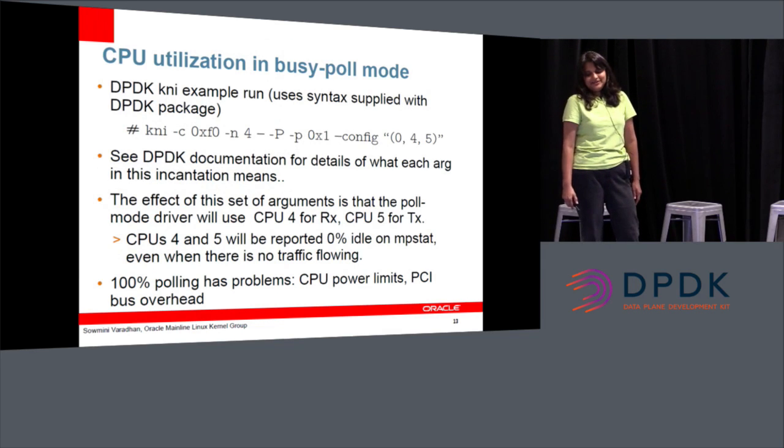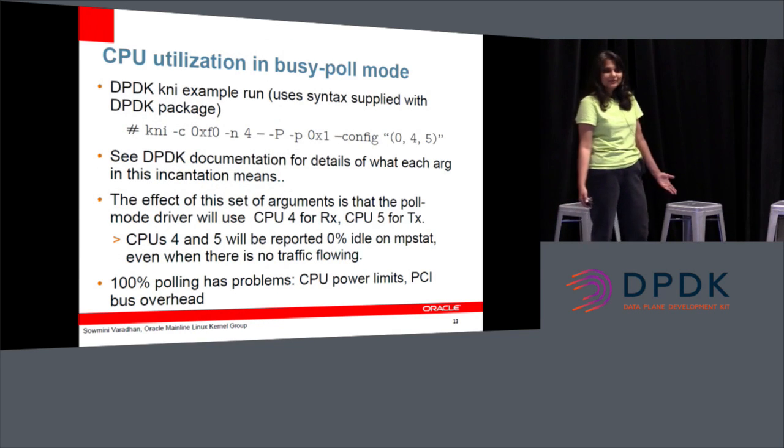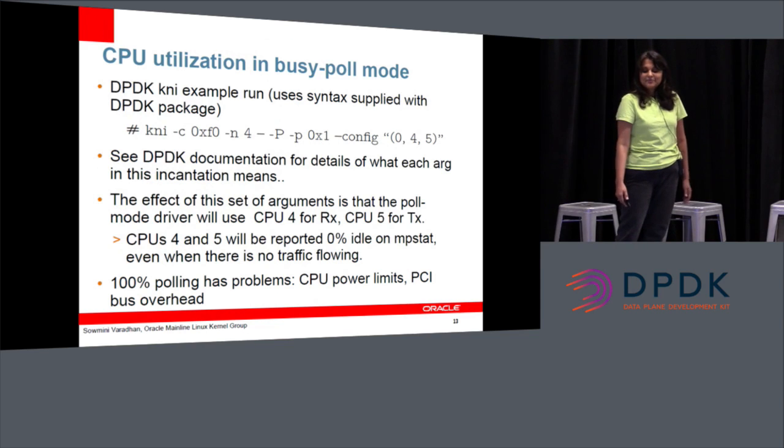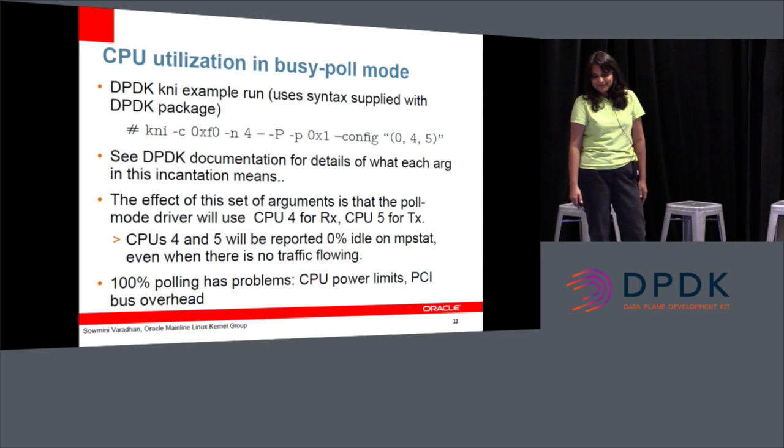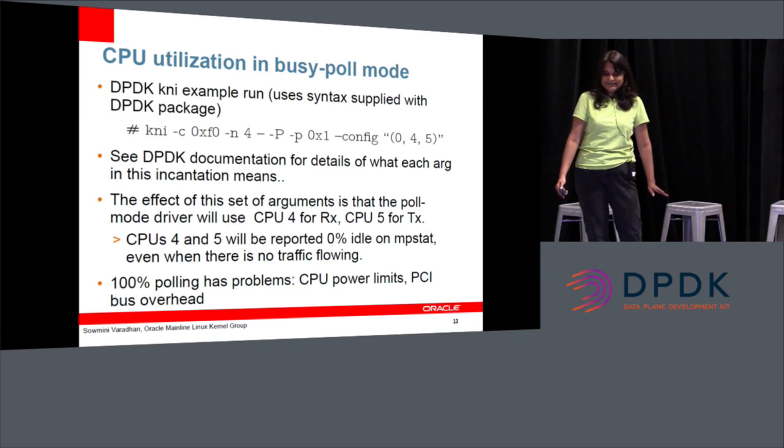Then there is this thing of busy poll. Right? It's a poll mode driver. That's the selling point to make it fast. Now, when I run the KNI example with this command line, which is pretty daunting, but I will not go into the details, let's focus on the last thing, the 0,4,5 part. Right? That says use CPU 4 for RX, CPU 5 for TX. Right? If you run this example and have no network traffic, you will see that CPUs 4 and 5 report 0% idle. They're 100% busy. Even though there is no traffic flowing, there's no work being done. That is not a healthy system.